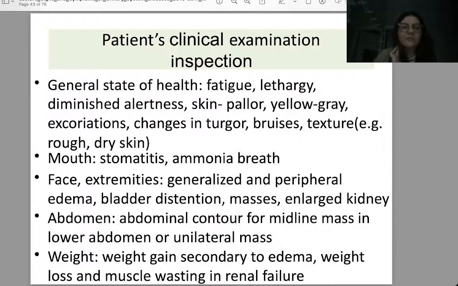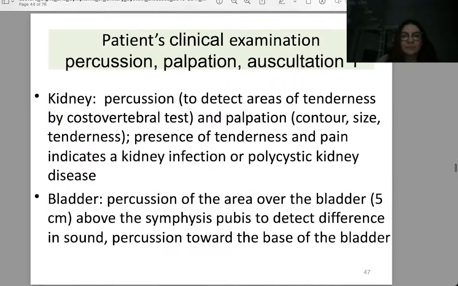Changes in the face and extremities. It is generalized and peripheral edema, bladder distension. There can be masses, enlarged kidney. In the abdomen, we can find abdominal contour changes, a midline mass in the lower abdomen or a unilateral mass due to enlarged kidneys. Changes with weight. Weight gain secondary to edema, and weight loss can occur, and muscle wasting in renal failure.